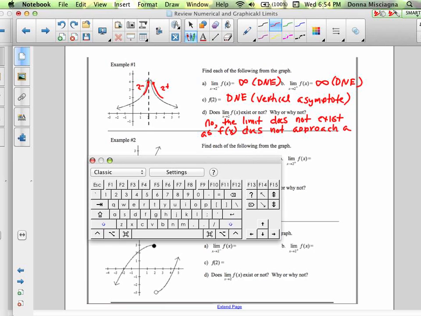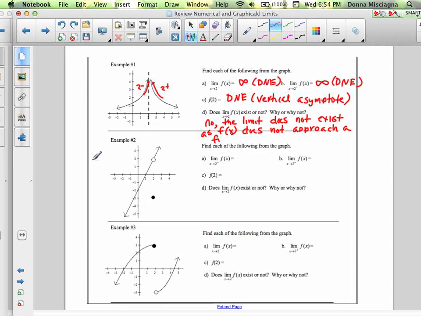A finite value, whoops, all right, I did not touch that. I am way far away from the keyboard. Does not approach a finite value as x approaches 2. So that is a no.